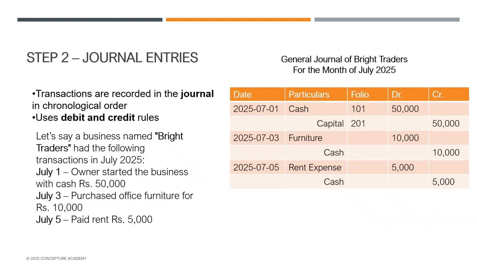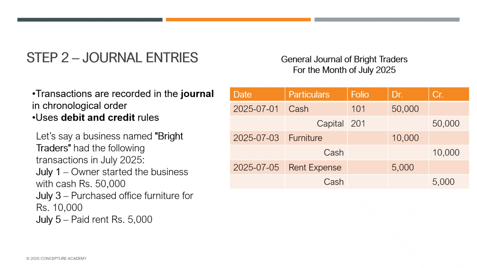After identifying business transactions, the next step in the accounting cycle is recording them in the journal. Remember, transactions are always recorded in chronological order, means in the order they happen. And for each transaction, we use the rules of debit and credit. So let's take an example of a business named Bright Traders in July 2025.